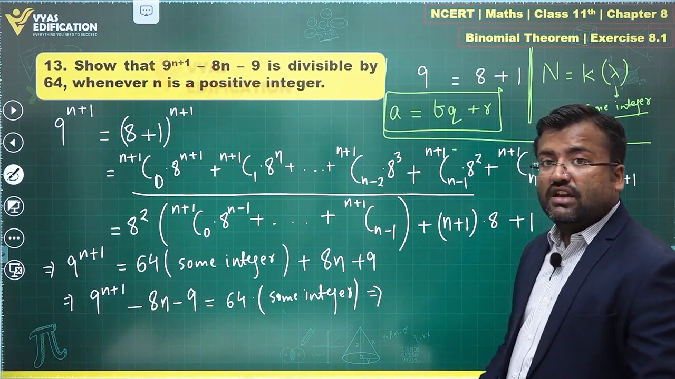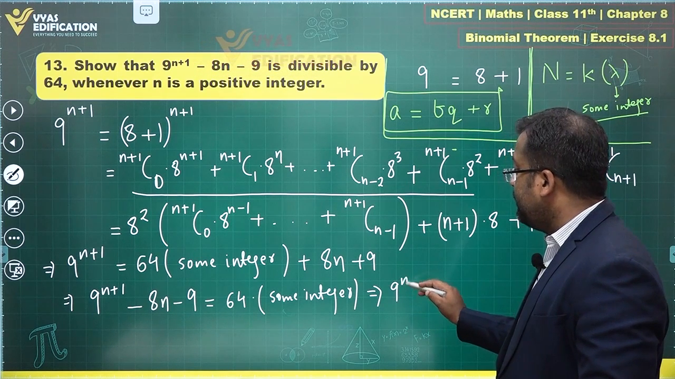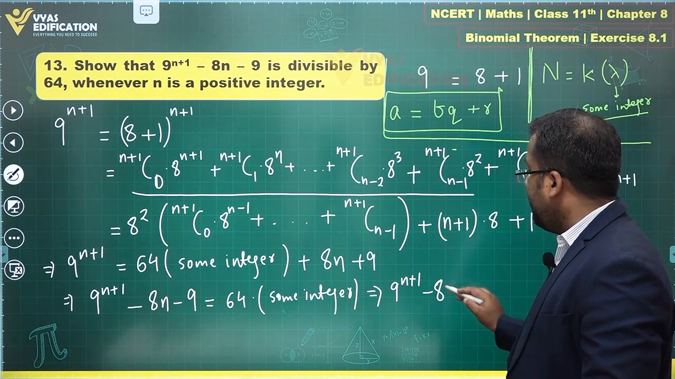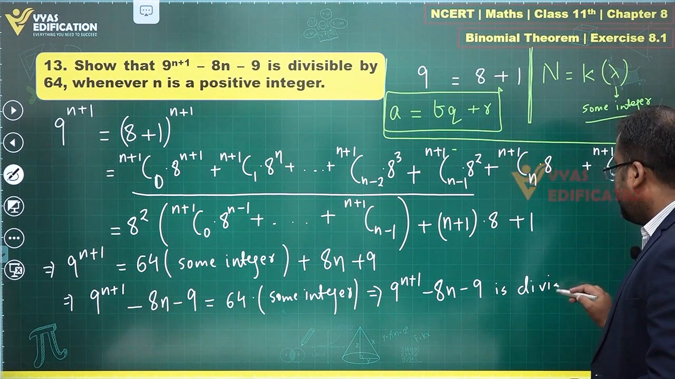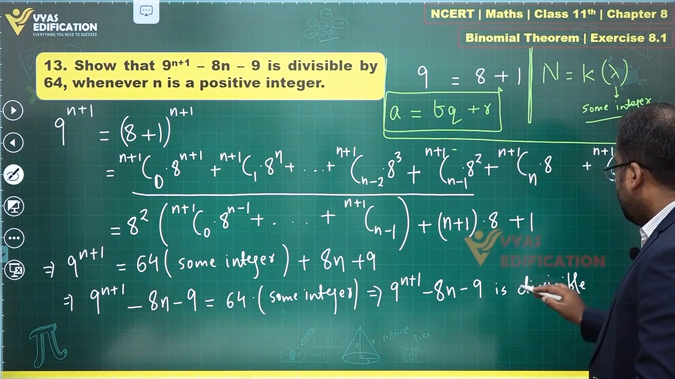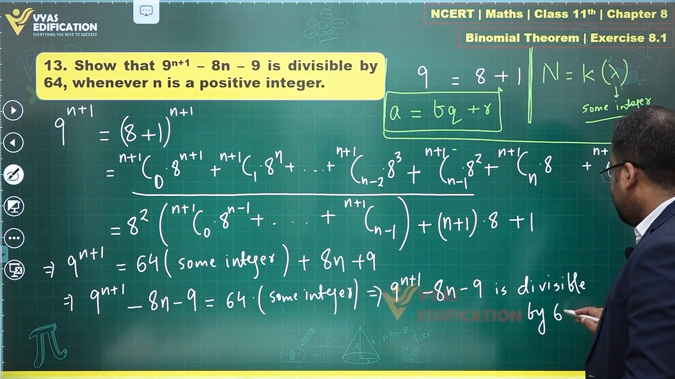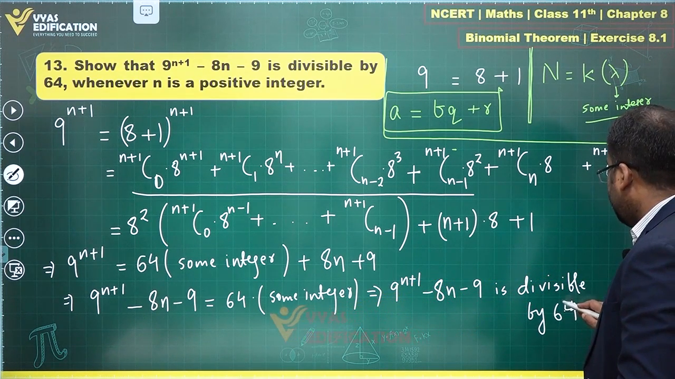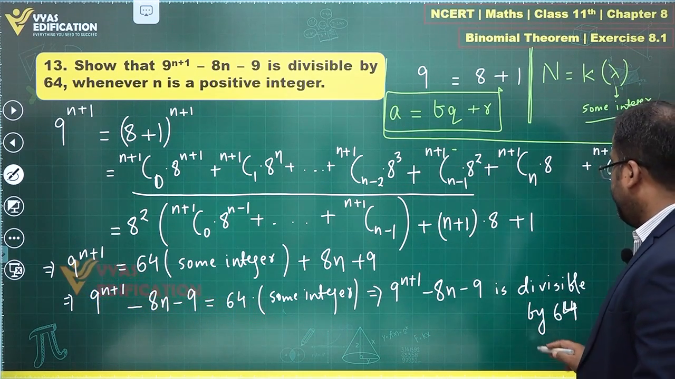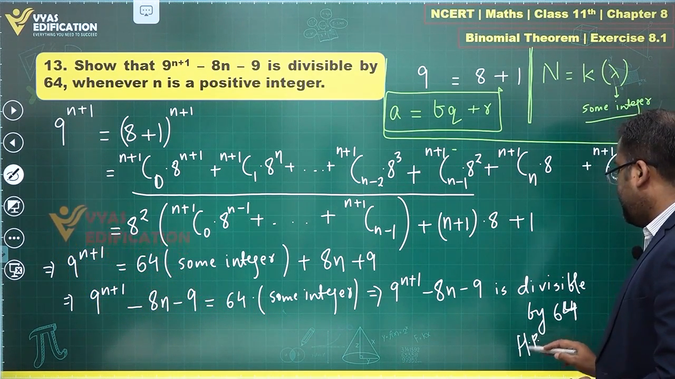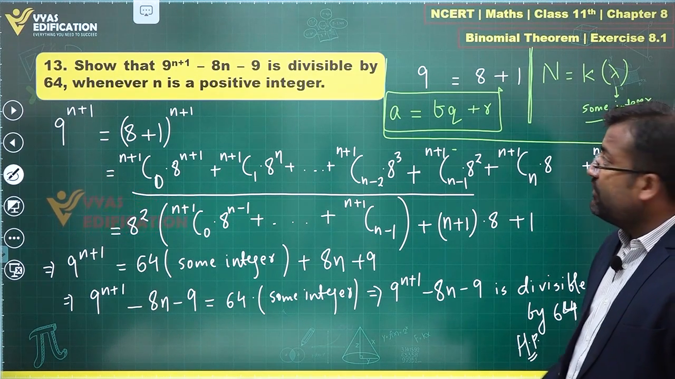What does this give us? This tells us that 9 power n+1 minus 8n minus 9 is divisible by 64. Is divisible by 64. And yes, this is what we wanted to prove.